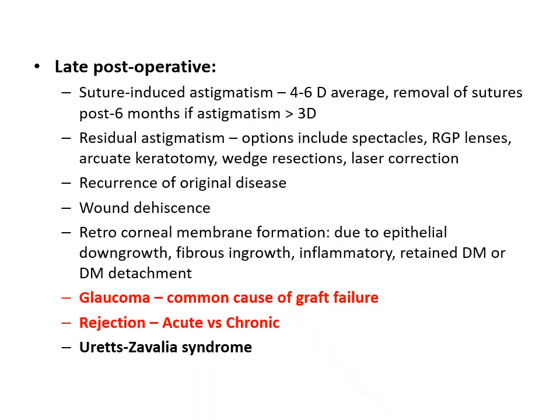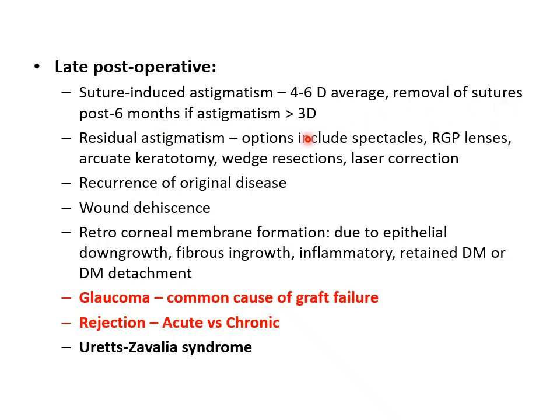And primary graft failure. Late postoperative complications include suture-induced astigmatism, which is 4 to 6 diopters on an average. So you can remove the sutures after 6 months only. That is when the graft host junction has healed completely. And you need to remove them only if causing an astigmatism of more than 3 diopters.